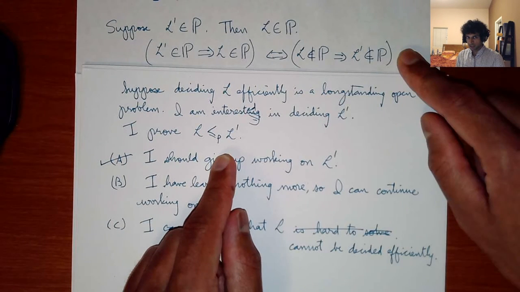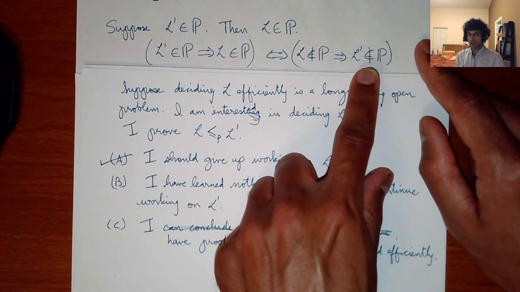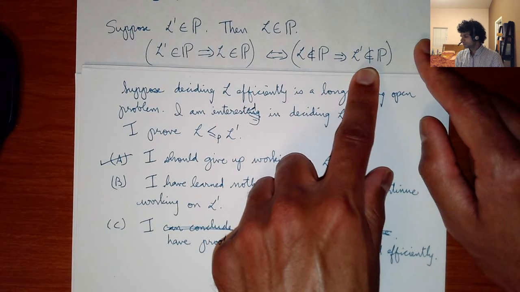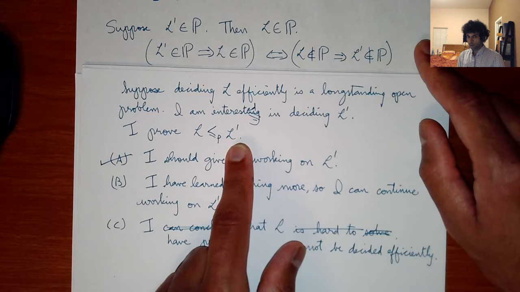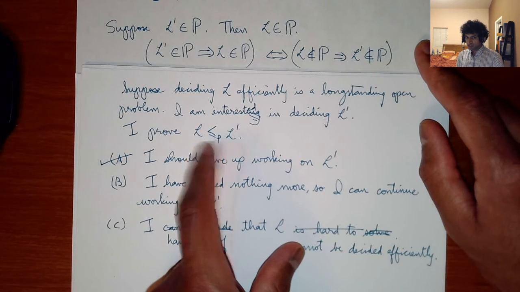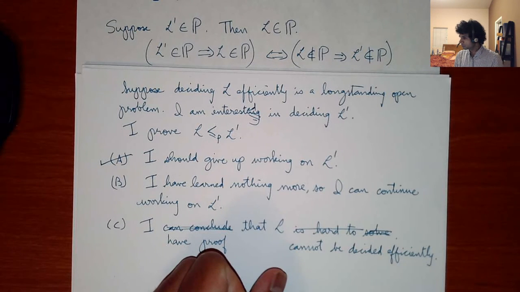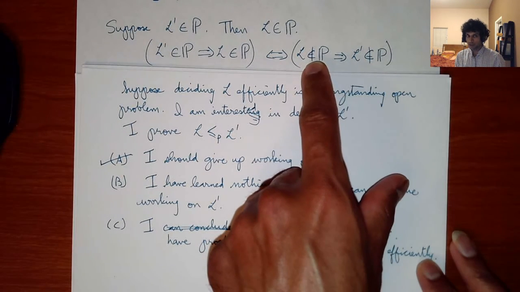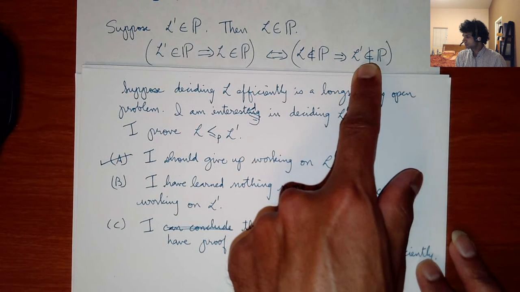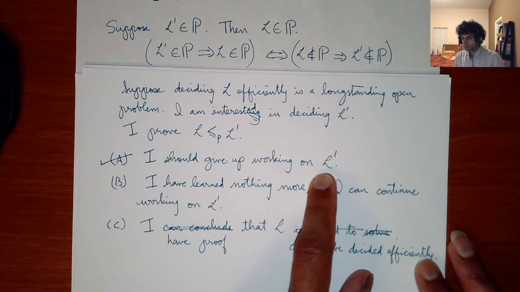The contrapositive says, if there is no efficient algorithm for L, there is no efficient algorithm for L prime. That's just the contrapositive. And therefore, if you believe that there is no efficient algorithm for L, this statement will transform your belief that there is no efficient algorithm for L prime. Because if you believe this is true, then you must conclude that this is true. And that's why you should give up working on L prime. Even though it's just likely, since nobody actually solved L.